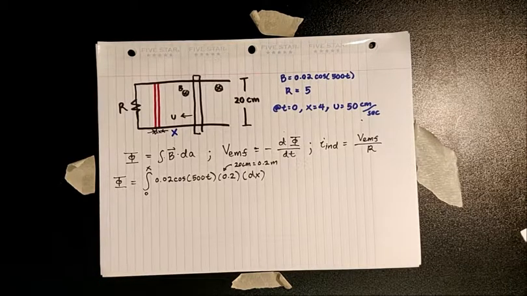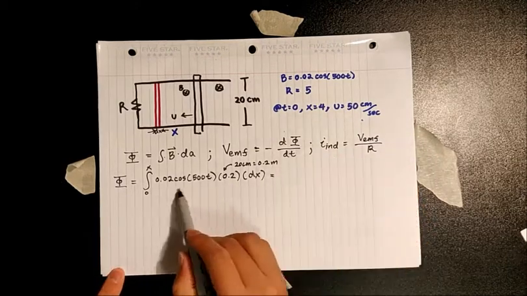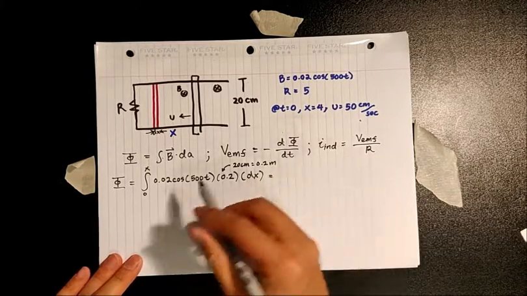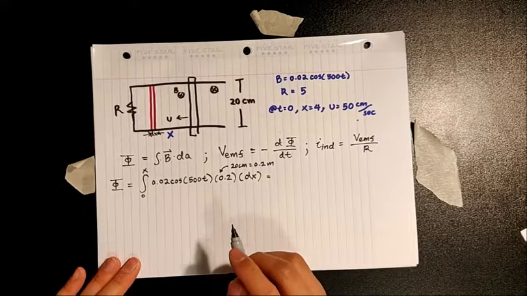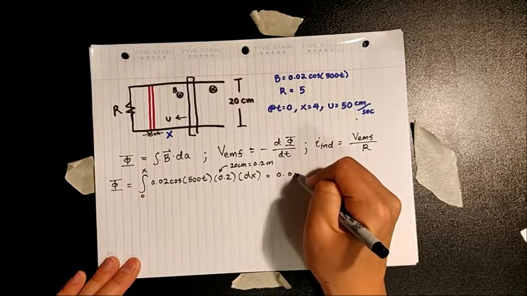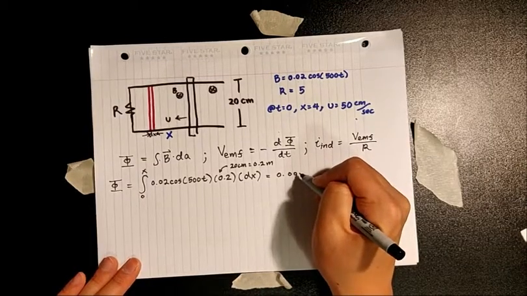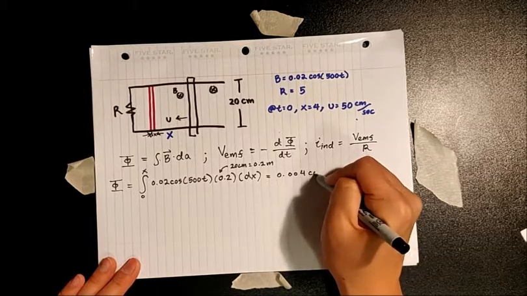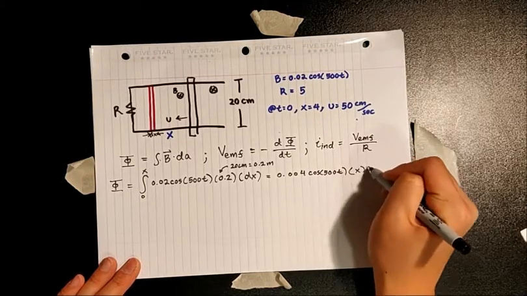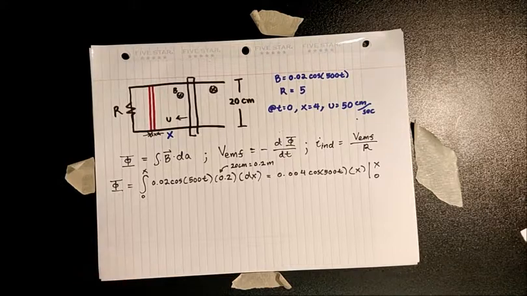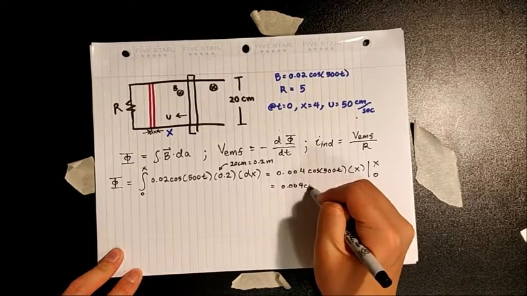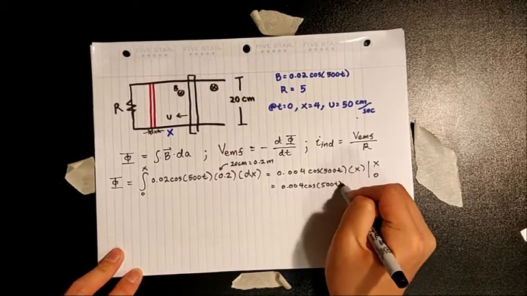So now we just take the integral, which will be this whole thing times x. So it will be 0.02 times 0.2, which is 0.004, times cosine 500t times x, from x to 0. And if we plug that in, we just get 0.004 cosine 500t times x also.